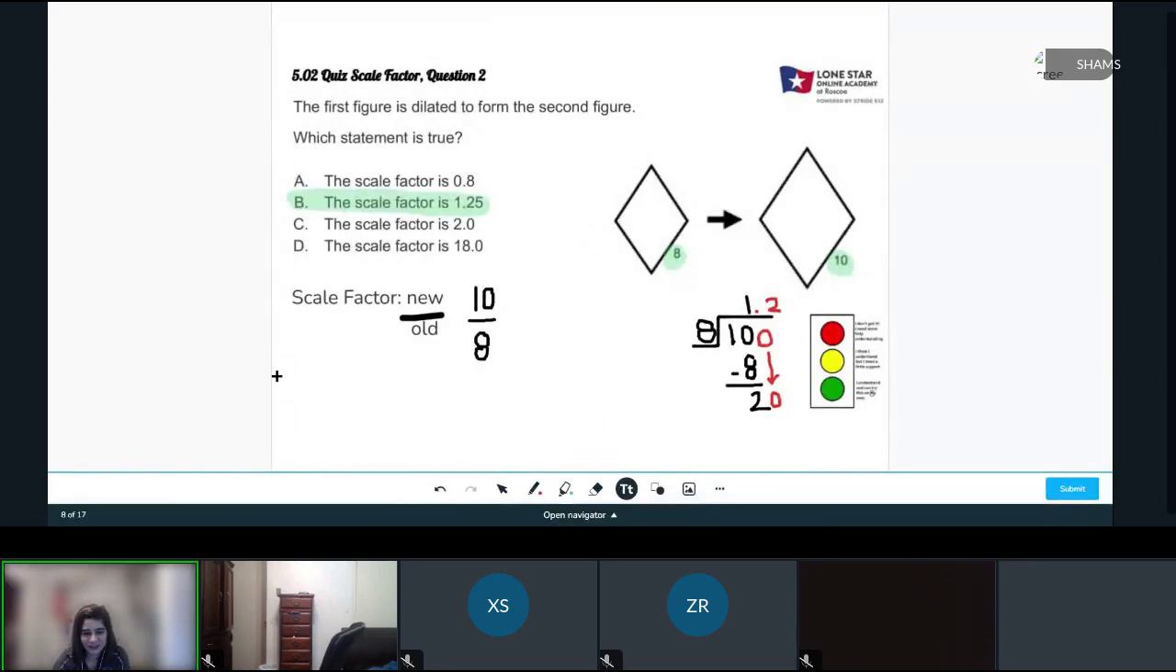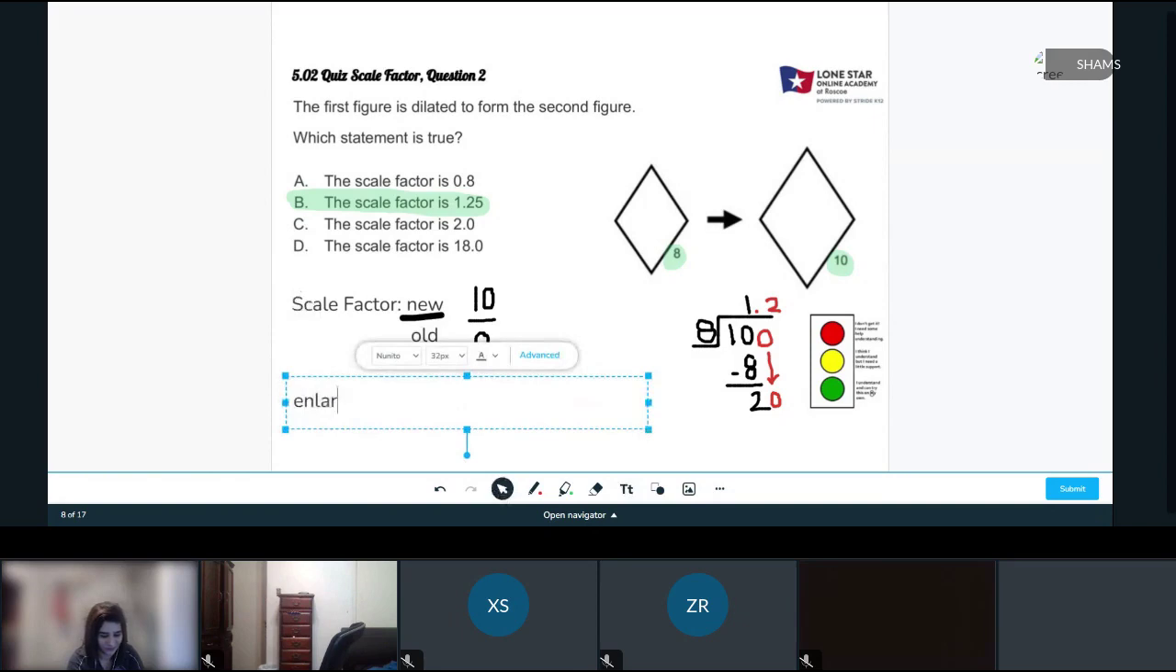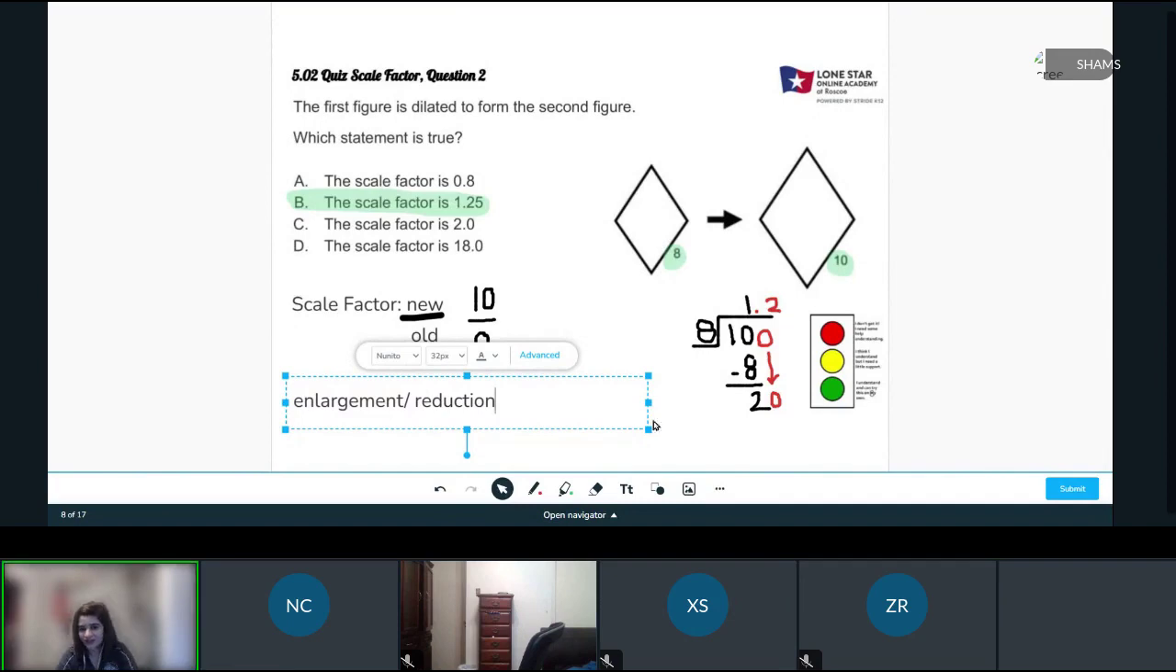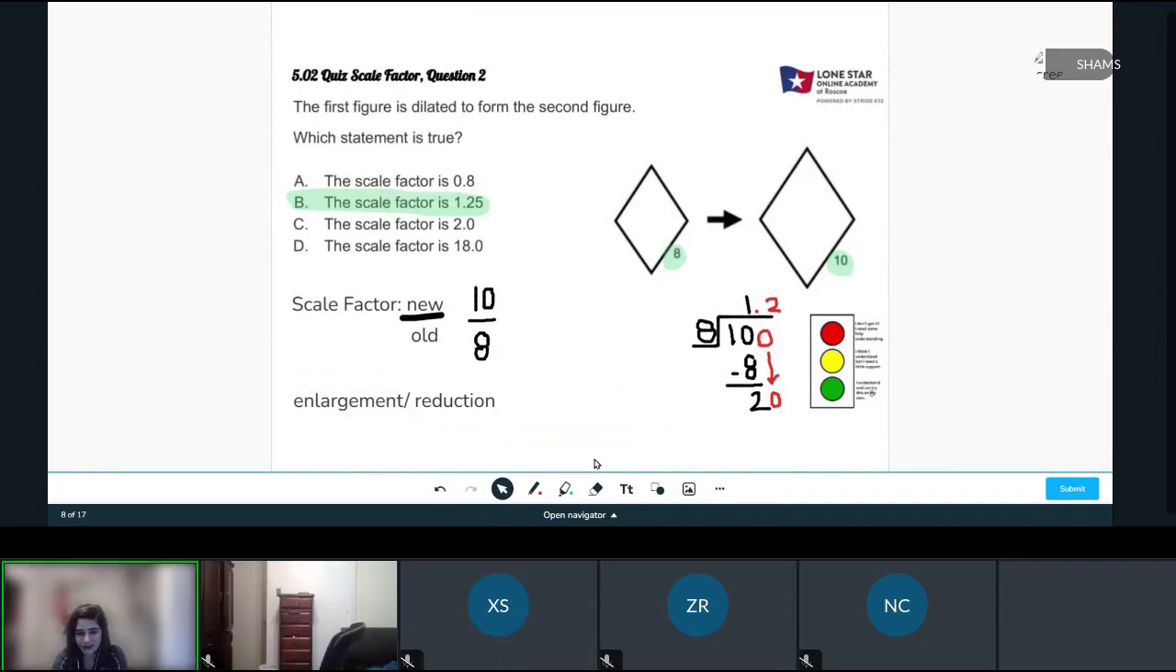Again, is it enlargement or reduction? Is it enlargement? Enlargement. Nina, how do you know? Because it went from 8 to 10. Yes, very good. And that scale factor is more than 1. It got bigger. The scale factor of 1 will keep the original size. Remember how you multiply anything by 1, it is itself? Glendy, absolutely. So if you multiply by greater than 1, it's going to be enlargement.